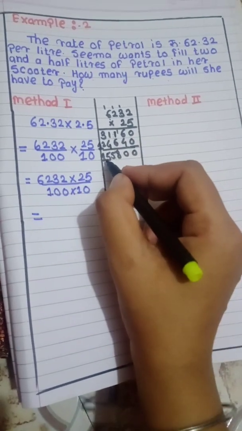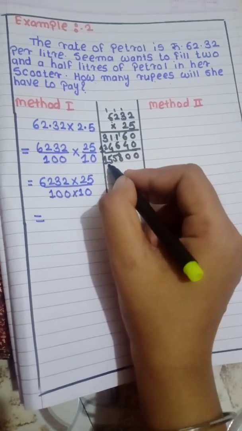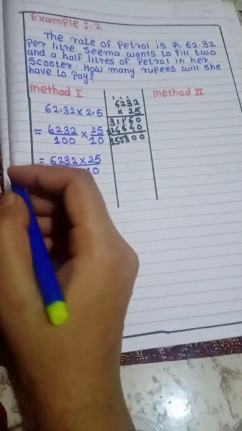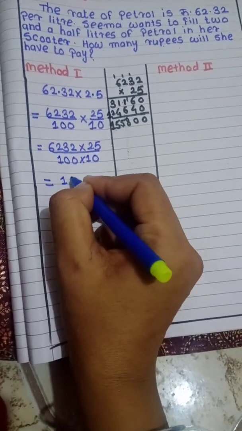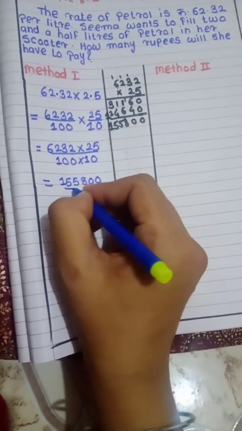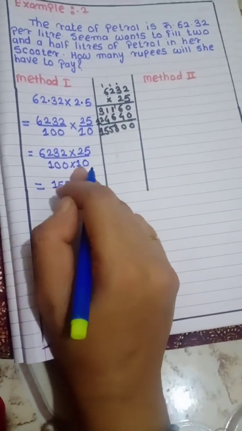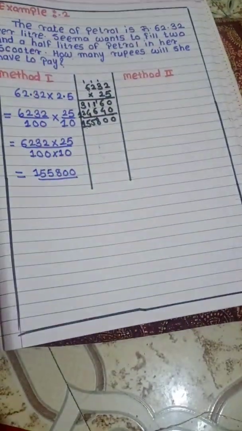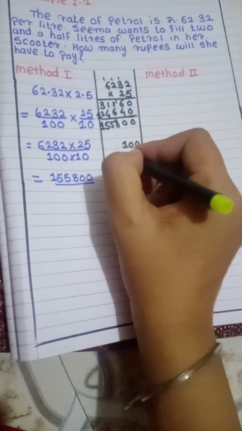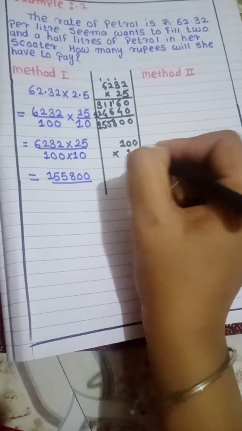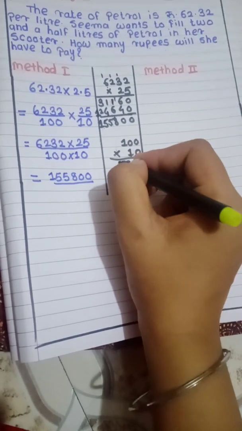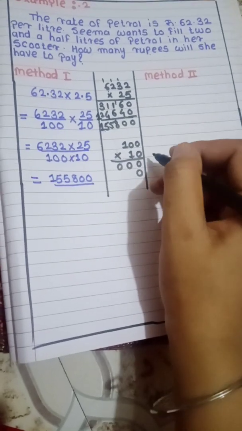Okay, so what is the answer I am getting? 1,55,800. So I will write here. Okay student, 1,55,800 divided by, again I have to multiply 100 by 10. Okay, so I'll carry the multiplication here. 100 multiplied by 10. 0 0s are 0, 0 0s are 0, 0 1s are 0. One more 0 will come here.